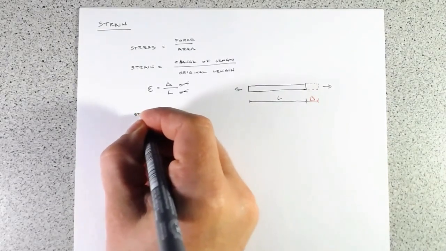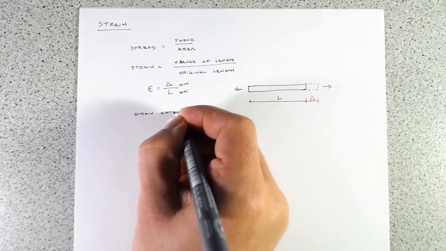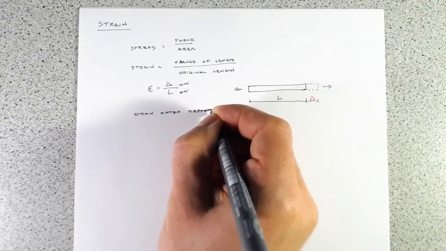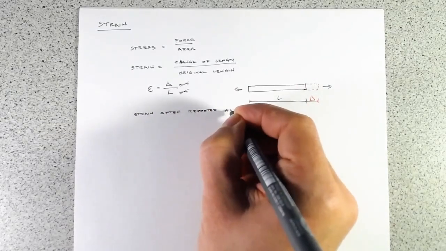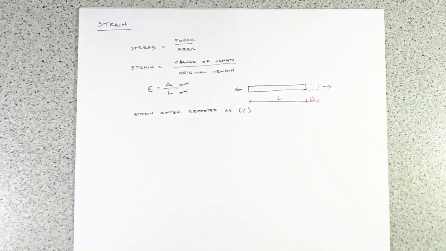Reported as a percent, which makes sense. So if you're going to strain something by 10%, that means you're going to stretch it 10% longer than its original length. So that makes a bit of sense.